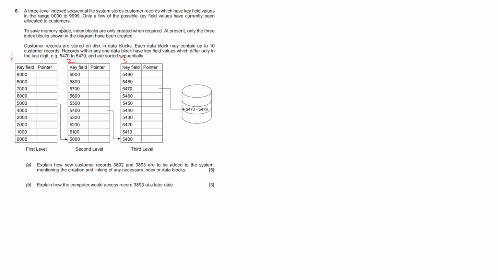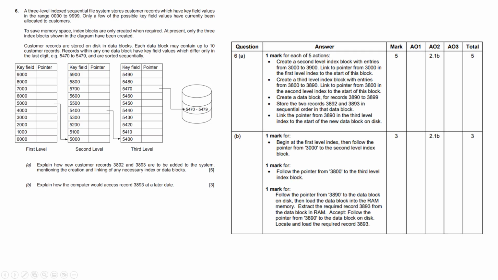Explain how the new customer records of 3892 and 3893 are added to the system, mentioning the creation and linking of any necessary index or data blocks. And then we've got to explain how the computer would access record 3893 at a later date. So let's have a look at the mark scheme then.